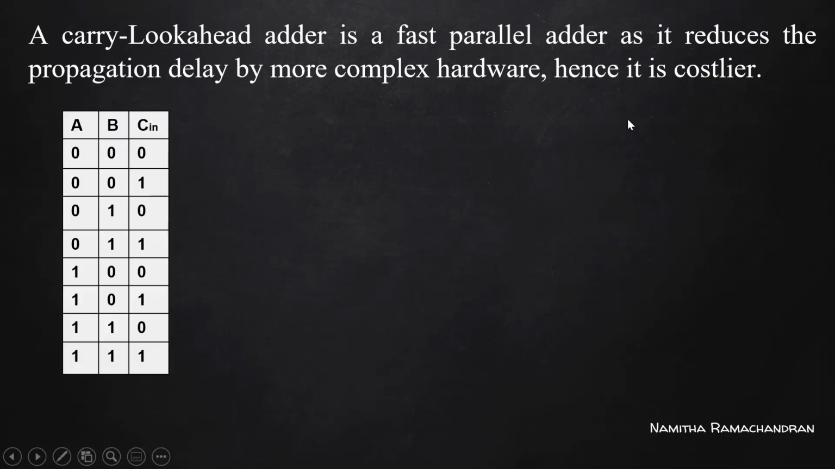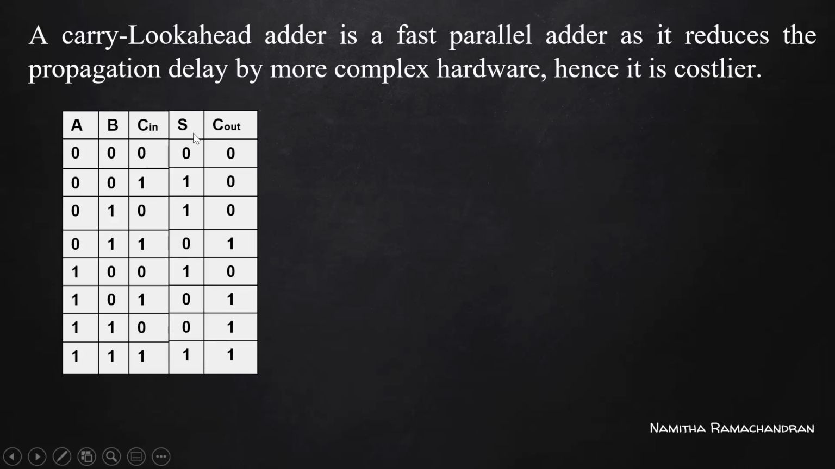Now we can start the design of this carry lookahead adder. We have already discussed the sum and carry output of a full adder in our previous video. These are the input combinations: A and B are the two binary inputs to a full adder, and Cn is the carry input to that full adder. Here are the sum and carry out values. This forms the truth table of our full adder circuit.